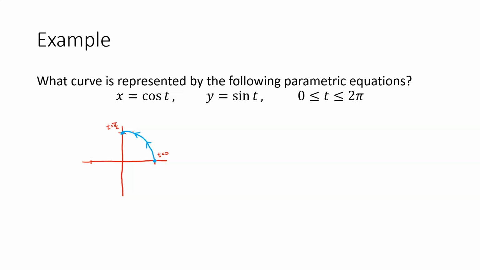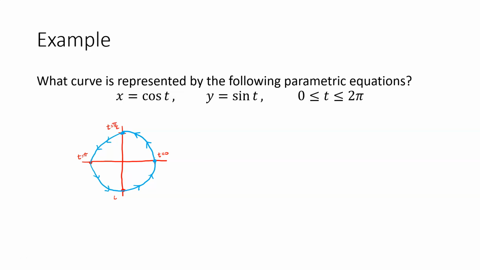And then as it travels from pi over 2 to pi, it's going to trace out the curve here in the second quadrant. So at t equals pi, notice we'll get the point -1, 0. And then from pi to 3 pi over 2, it'll continue to trace out the curve here through the third quadrant, and then from 3 pi over 2 to 2 pi it'll finish the curve there and complete the whole circle.